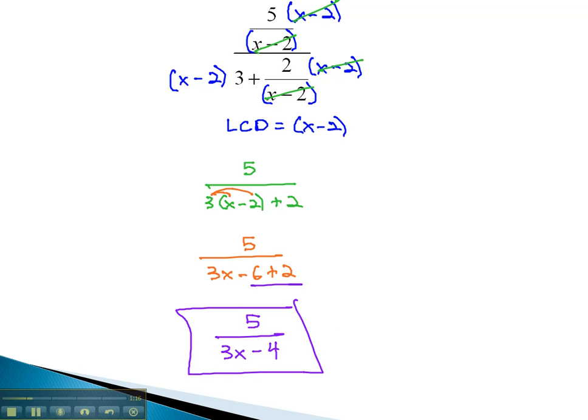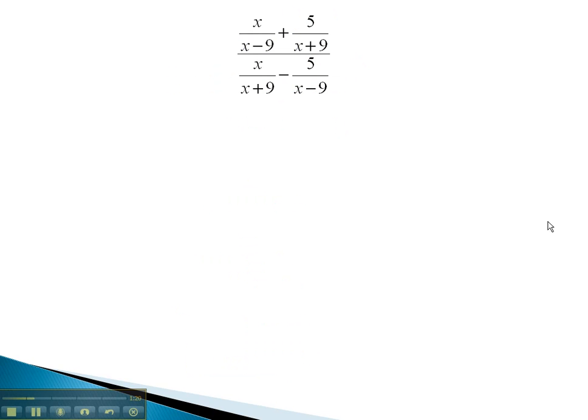Let's try another example that's a little more involved, where we have binomials in the denominators that we need to clear. In this problem, you see the x minus 9, the x plus 9, the x plus 9, and the x minus 9. There are several different factors here that need to be represented in the LCD. There's an x minus 9 factor and an x plus 9 factor.